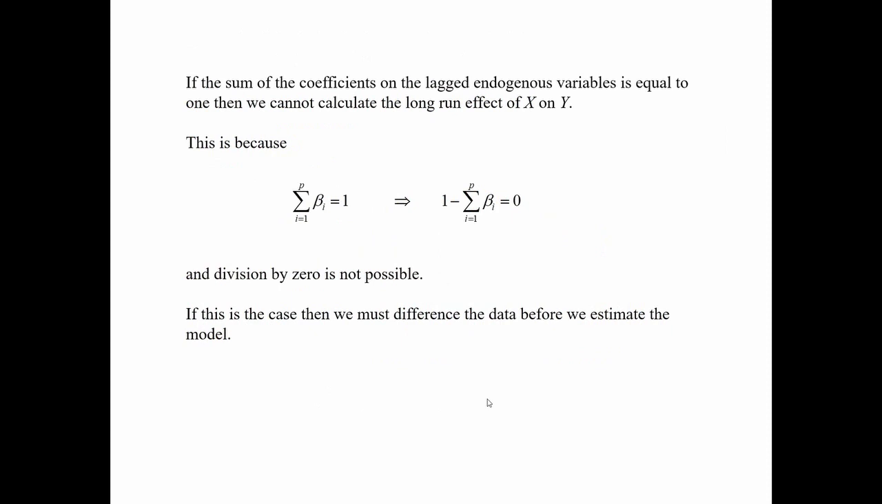One key thing to note here is that if the sum of the coefficients on the lagged endogenous variables is equal to 1, then we cannot calculate the long run effect of x on y. It's not defined. This is because if the sum from i equals 1 to p of beta i is equal to 1, this would imply 1 minus that sum equals 0, and we need to divide by this expression, and division by 0 is not possible. So this is only defined when the sum of the coefficients on the lag values of the endogenous variable is not equal to 1.